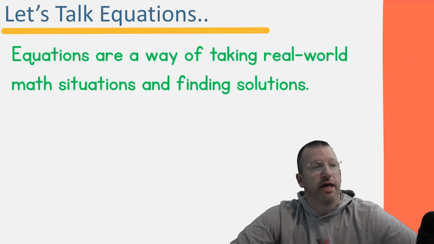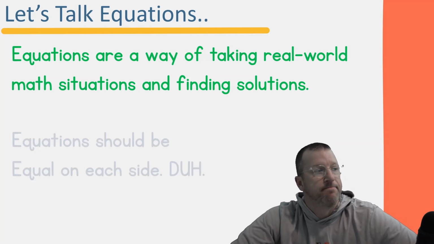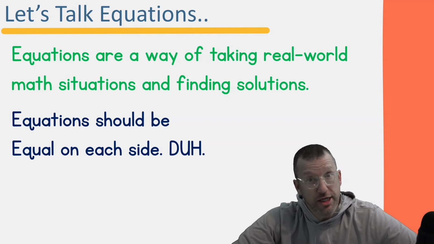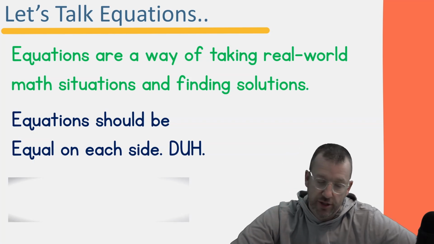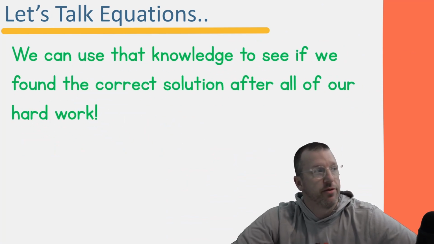Equations are a way of taking real-world math situations and finding solutions for them. So equations should be equal on each side. You're going to have an equal sign, and whatever's on one side has to equal whatever's on the other side. Think of it as a balance. One side has to be equal to the other.